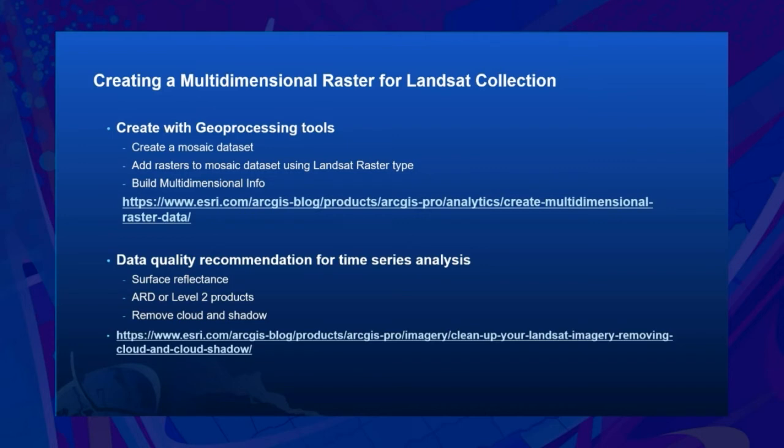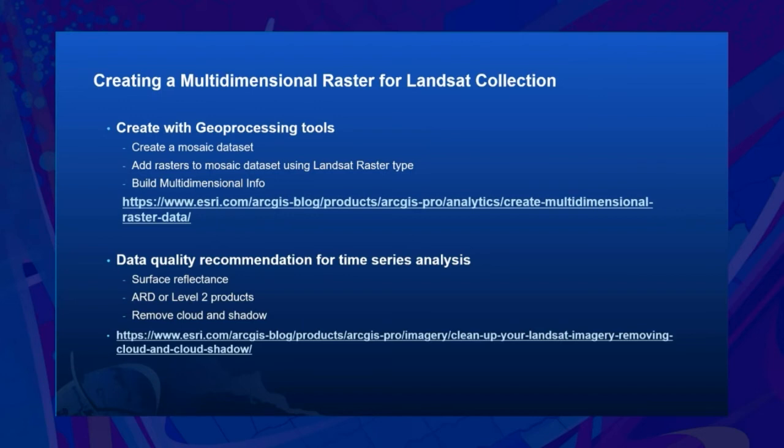You might wonder how to create a multidimensional raster out of the Landsat time series imagery. You can use 3 GP tools with 3 steps. First, create an initial Mosaic dataset as the container using the Create Mosaic Dataset GP tool. Then using Add Rasters to Mosaic Dataset GP tool to add a folder of your Landsat imagery to the Mosaic dataset. Then build multidimensional info. I have a link to a blog that shows the detailed steps.